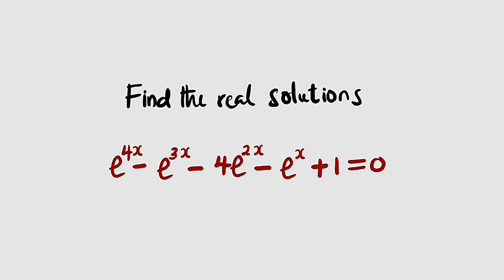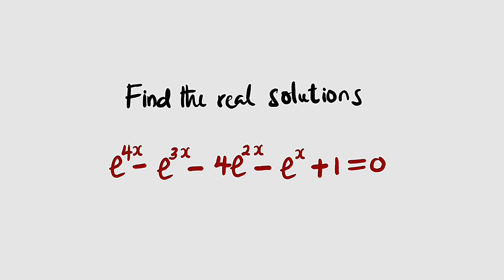Alright, we are asked to find all the real solutions in this equation, and the equation is e^(4x) - e^(3x) - 4e^(2x) - e^x + 1 = 0. And we are going to solve this problem systematically without substitution. Let me show you how.